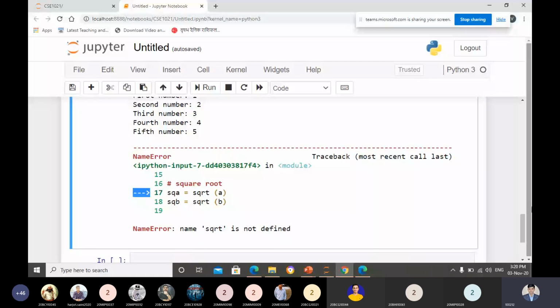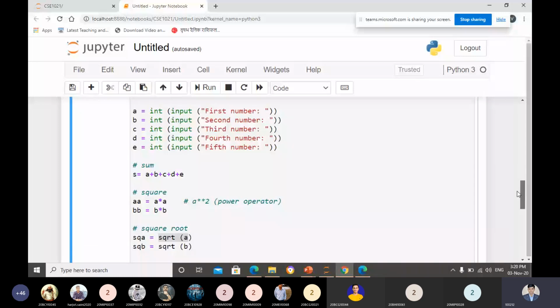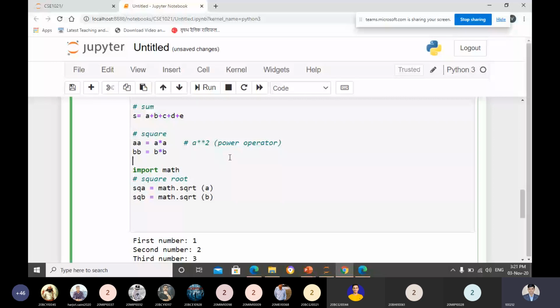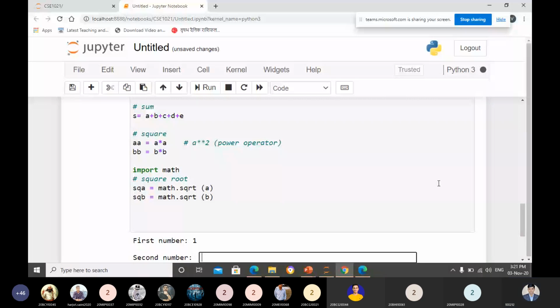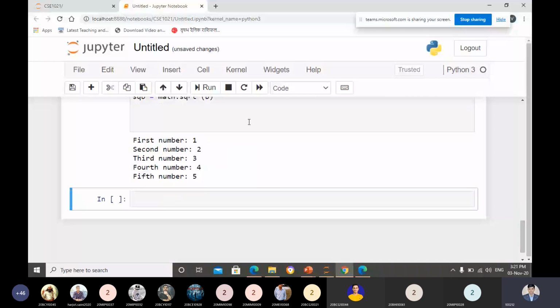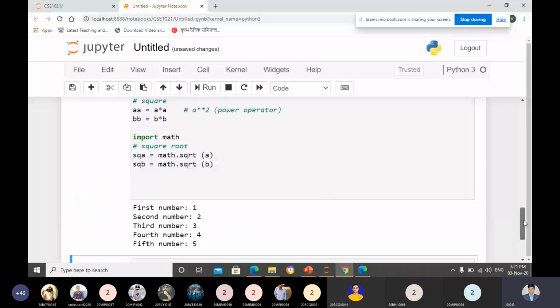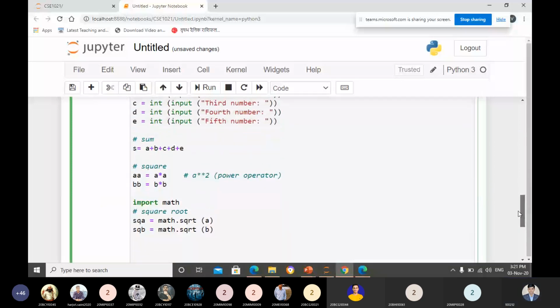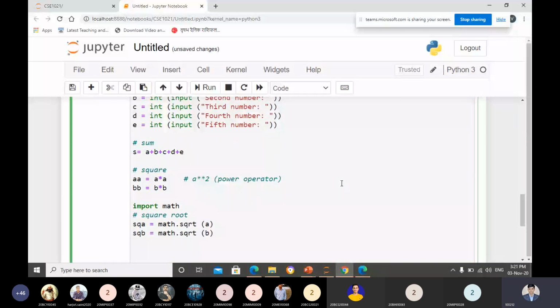So for solving this problem, what do we need to do? We need to import a library. We need to import math, and we can use math.sqrt. Now, if I try to run this program, 1, 2, 3, 4, 5, you will see there is no error. It means this statement also executed, but where is the result? Because we have not printed all these results. So let me print the result over here.